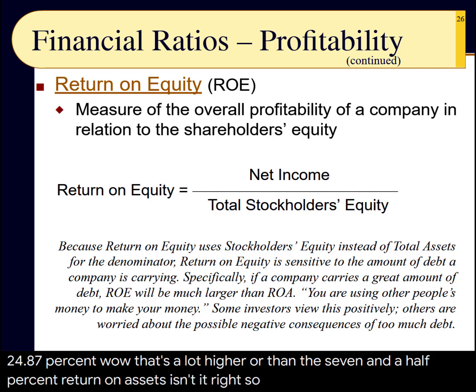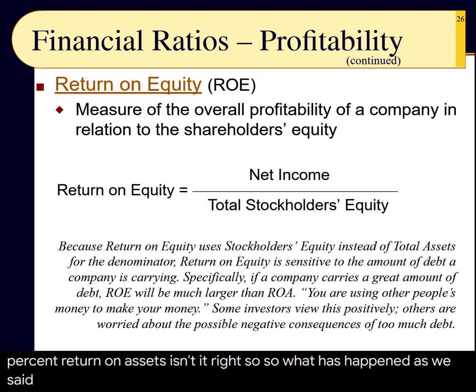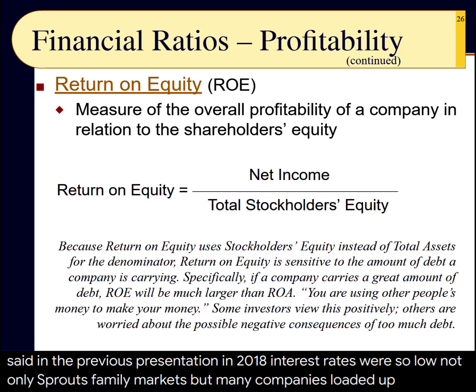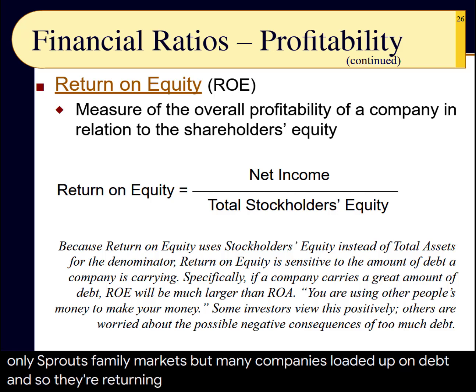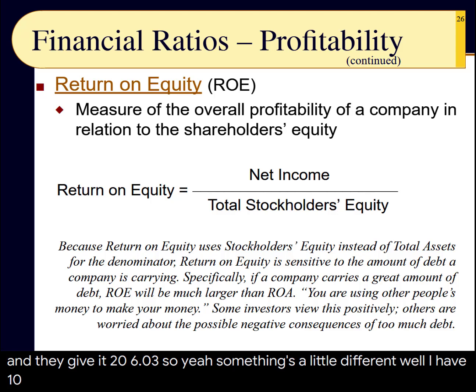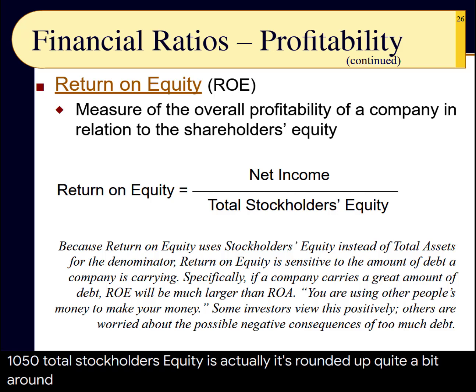So what has happened? As we said in the previous presentation, in 2018, interest rates were so low, not only Sprouts Farmers Market, but many companies loaded up on debt, and so their return on equity skyrocketed. By the way, I looked at Yahoo's, and they give it 26.03. So I don't know, something's a little different. Well, I have a funny feeling that our 1,050 total stockholder equity is actually rounded up quite a bit or rounded down quite a bit.